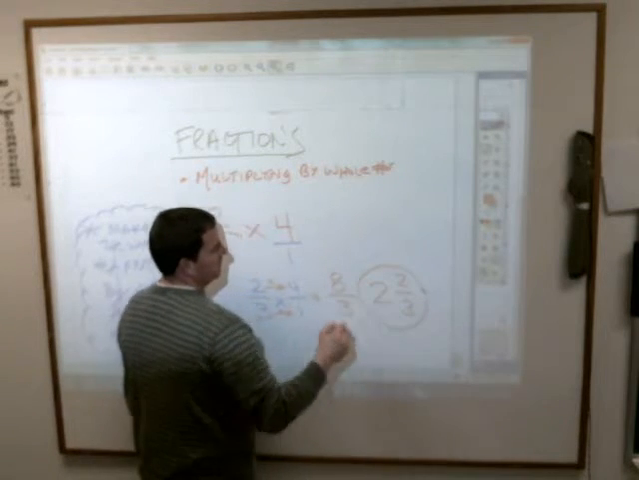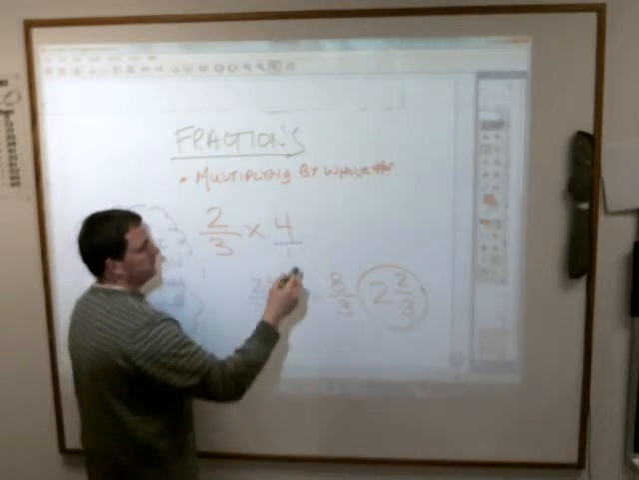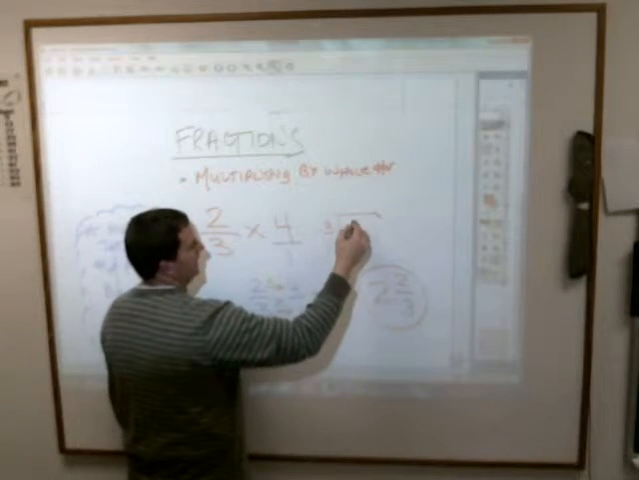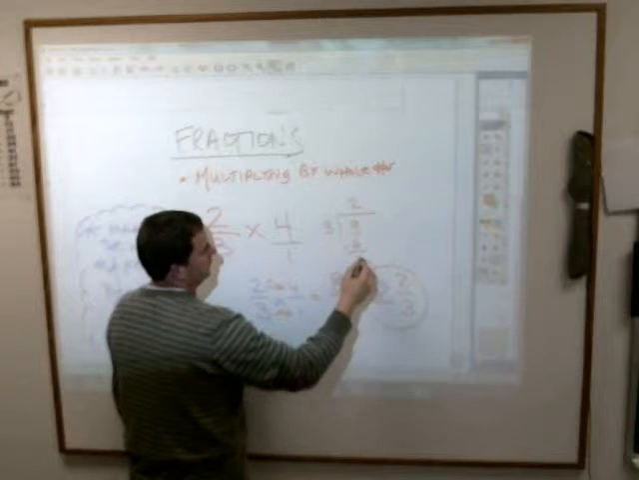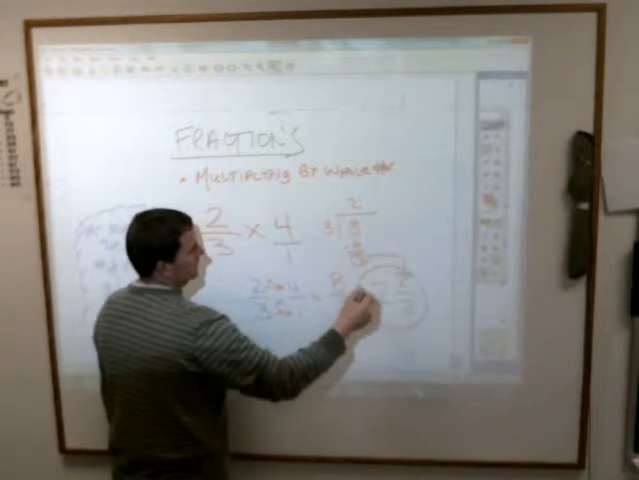Are you with me on that? Do I have to do it out as a division problem? 3 into 8 goes 2 whole times. And you're left with a remainder of 2, and that remainder goes in there.